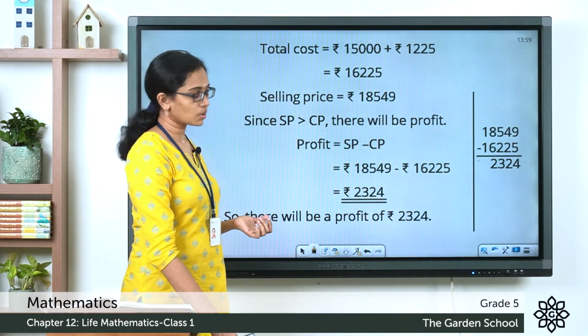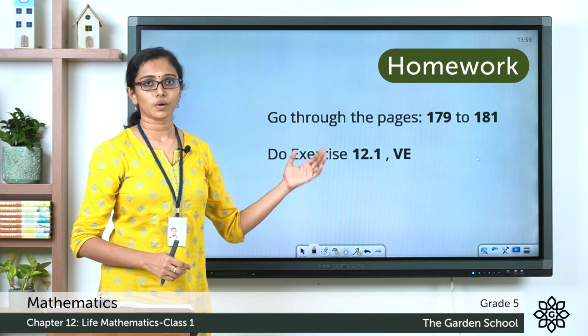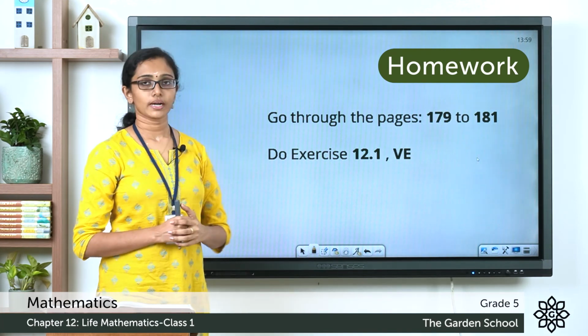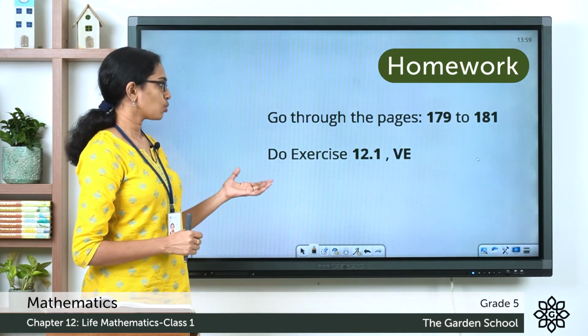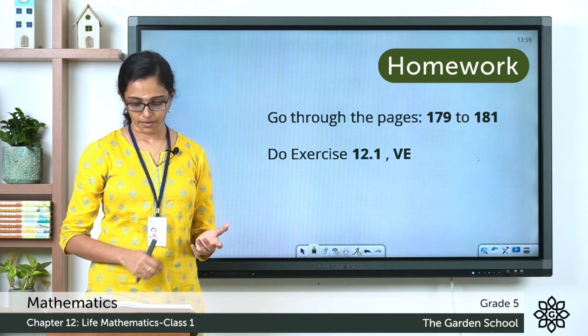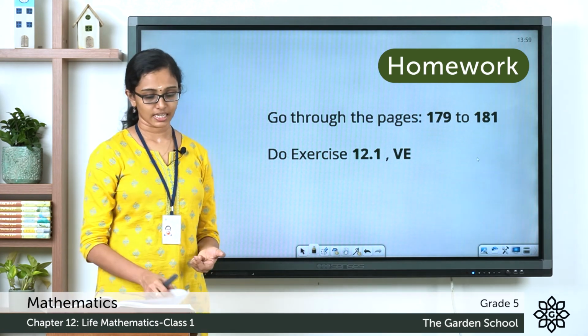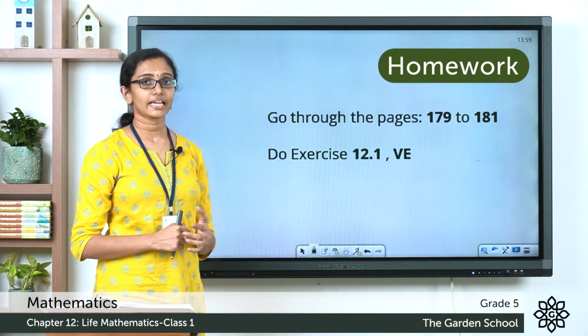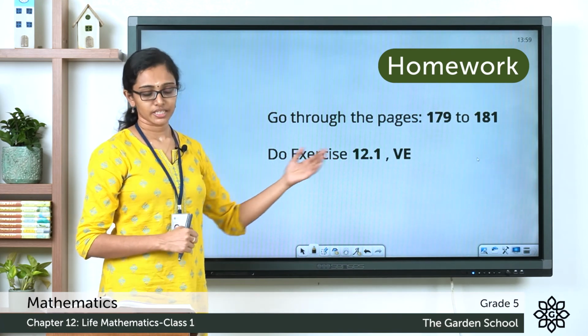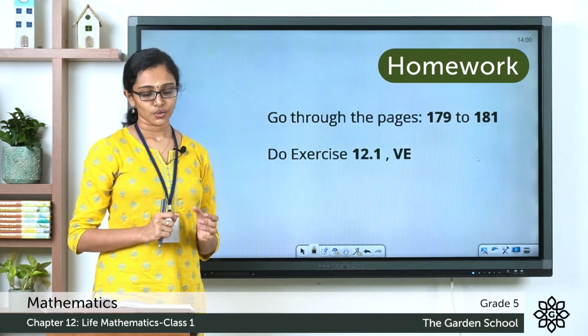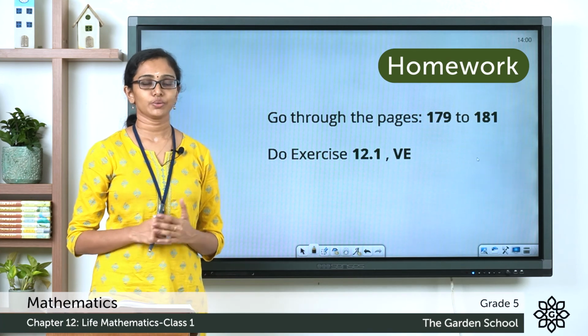Now children, you can go through these topics through pages 179 to 181. Then move on to exercise 12.1. You have to complete all the questions from the exercise. And in page number 182, you can see the value education question in a purple box. So please go through that question as well and do accordingly.